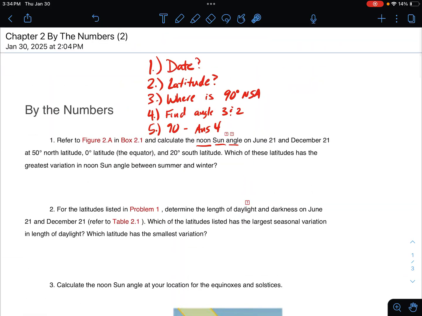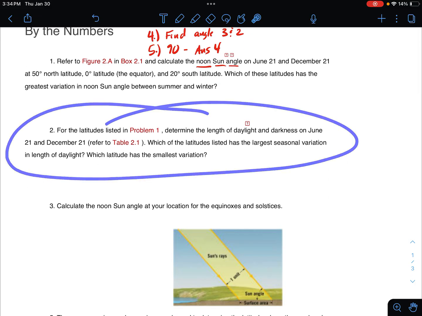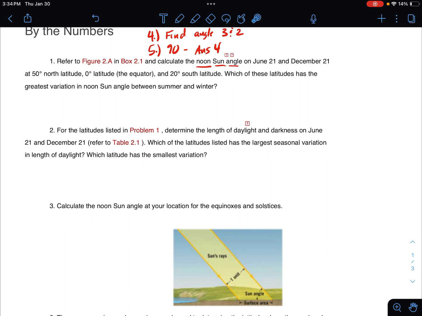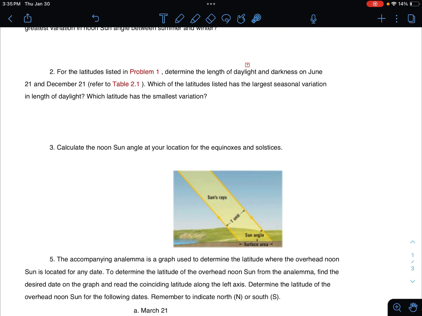So we're going to find those noon sun angles and then find the variation by taking the difference, okay? The second question right here says, determine the length of daylight and darkness. You can just look up table 2.1 in the text. So honestly, it's probably even faster to Google that. Daylight and darkness by latitude is fairly easy to do. So you can Google that one or look that up in the text in Google Classroom.